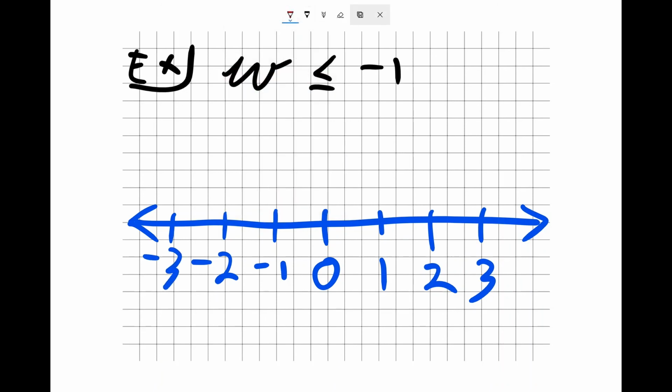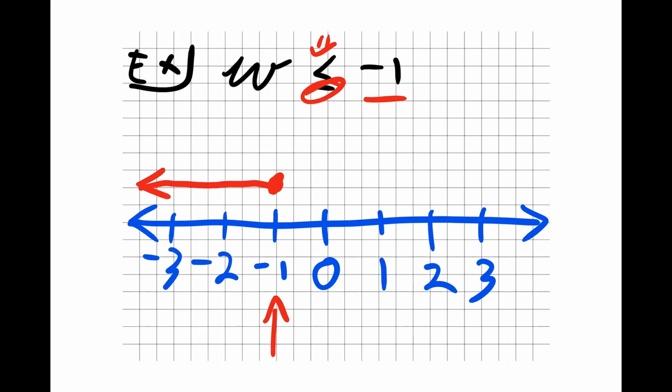Again, first thing we want to look for, our value, -1, which is right here, and then our symbol, which has a little bar, or the equal to portion. So we have a closed circle. The symbol is pointing to the left. W is less than or equal to -1, meaning your solution set is all the numbers that are less than -1, and on a standard number line, that means all the values to the left. So your graph will look like this.